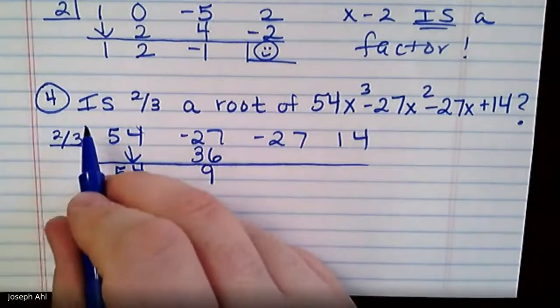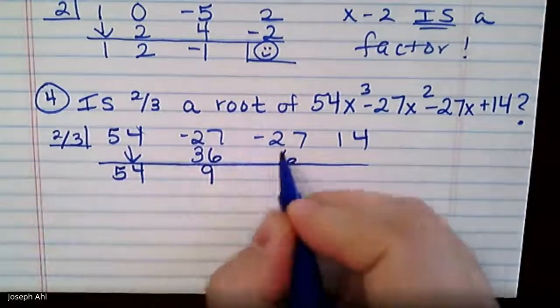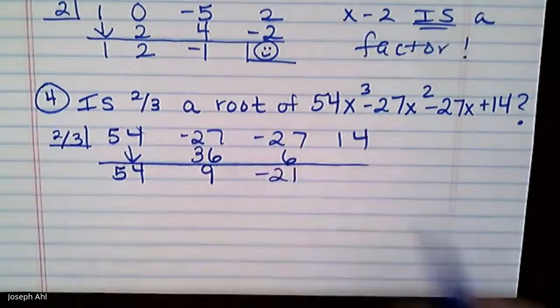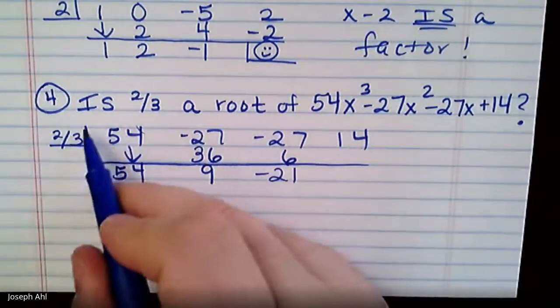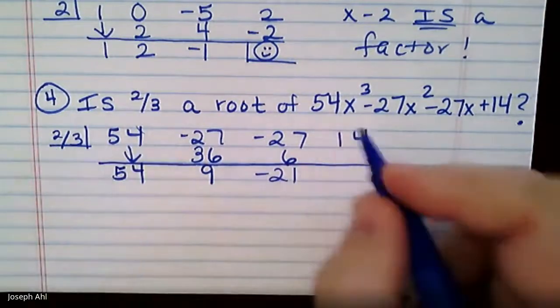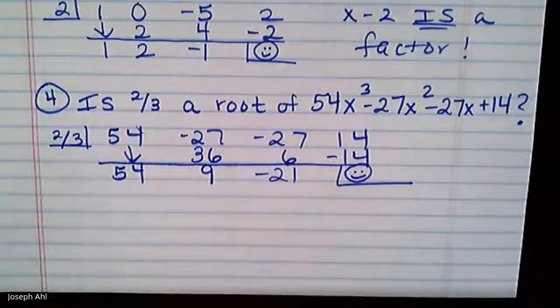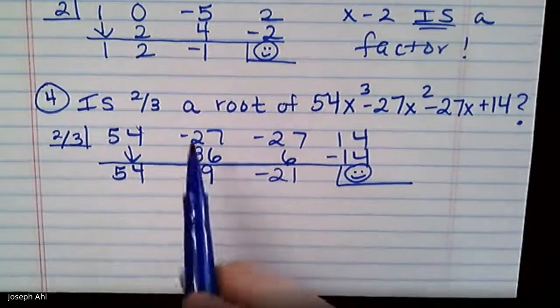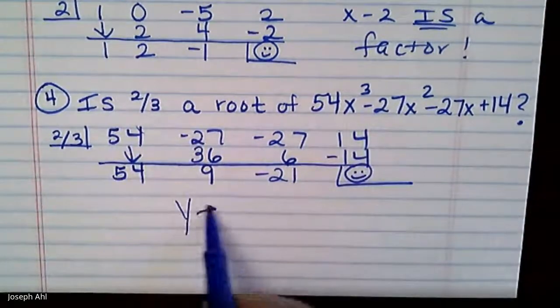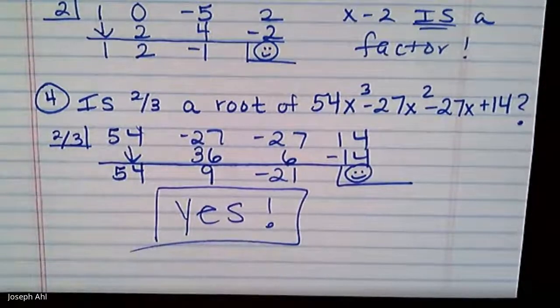Multiply by 2/3. This should be easier. 3 goes into 9 3 times. 3 times 2 is 6. 6 plus -27 is -21. 3 goes into 21. You get -7. -7 times 2. Uh-oh, look at that. -14. Added to 14, of course, would be 0. So to answer the question, is 2/3 a root? Sure is.